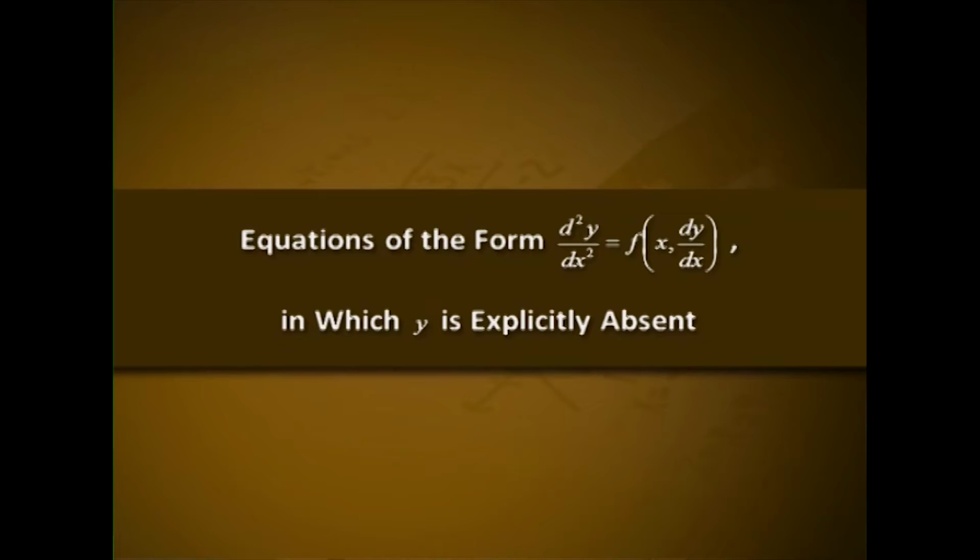Now, we shall discuss the method of reduction of order for some special types of second order differential equations. Equations of the form d square y by dx square is equal to f of x comma dy by dx, in which y is explicitly absent. In this type of equations, putting dy by dx is equal to p, so that d square y by dx square is equal to dp by dx.